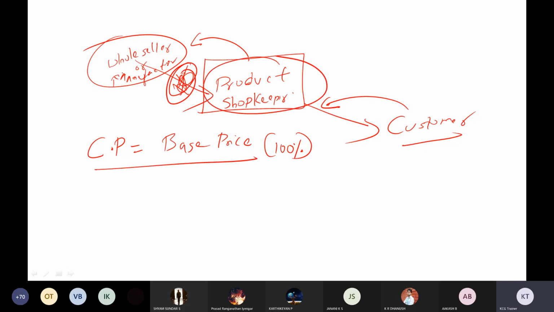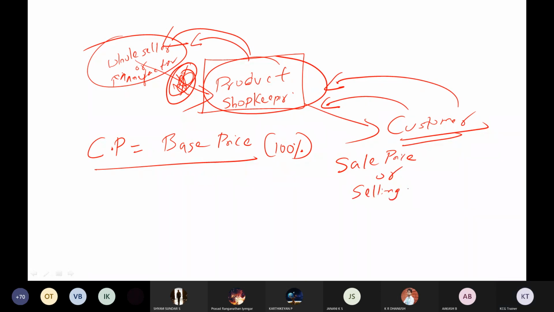What is the cost price of this product? Whatever the shopkeeper invests to buy the product from the wholesaler or the manufacturer is called the cost price for the shopkeeper. But when the customer pays some money to the shopkeeper to get the product, that is called sale price, or selling price.